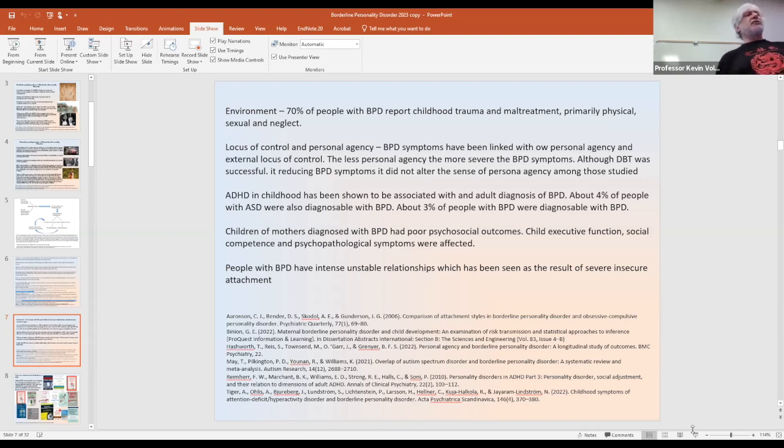Locus of control and personal agency. BPD symptoms have been linked to low personal agency and external locus of control, right? You all know what locus of control is, right?